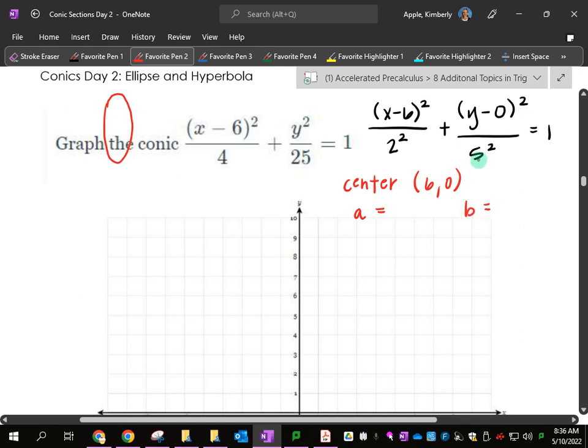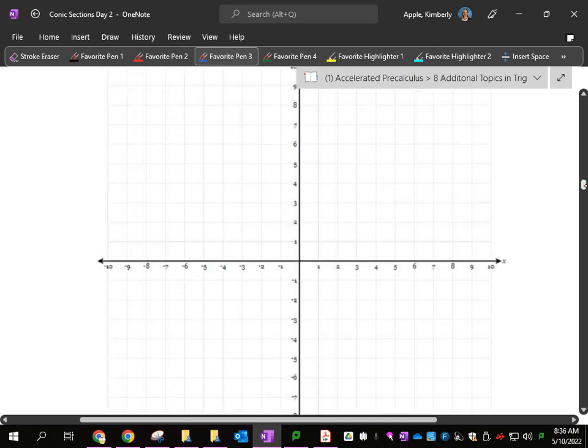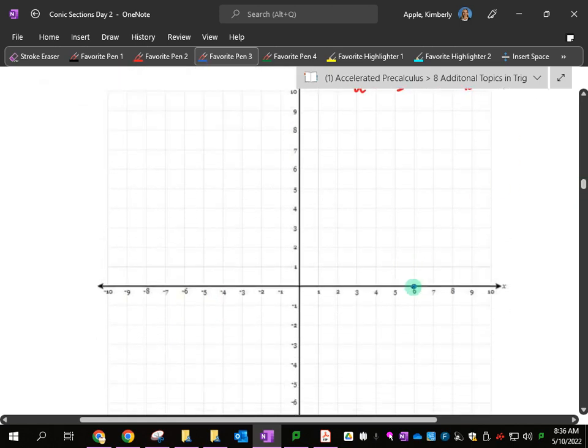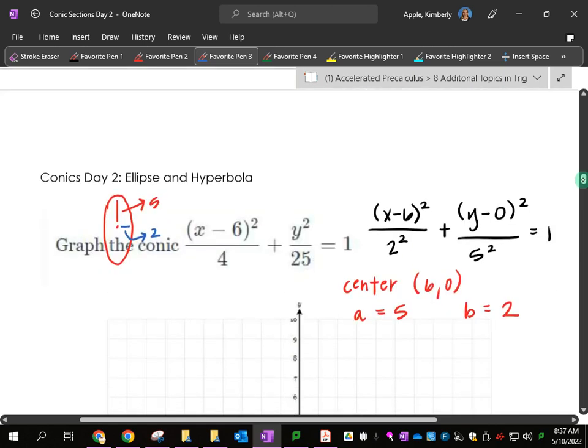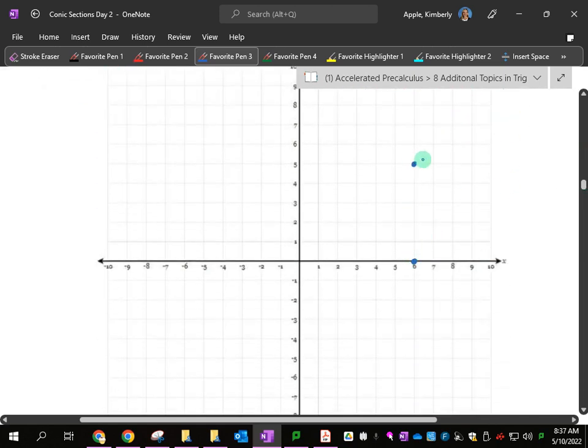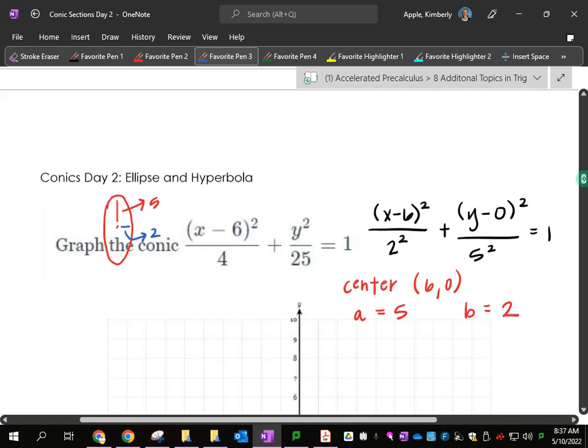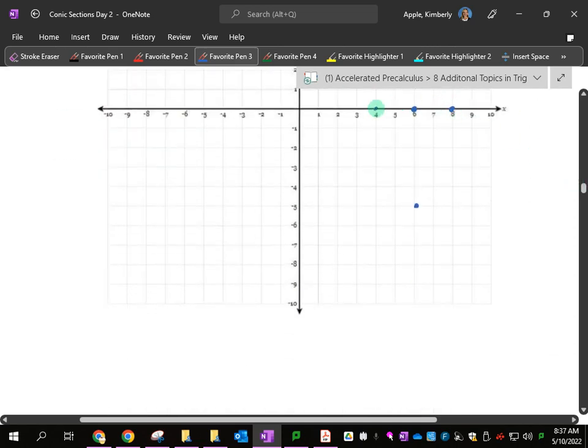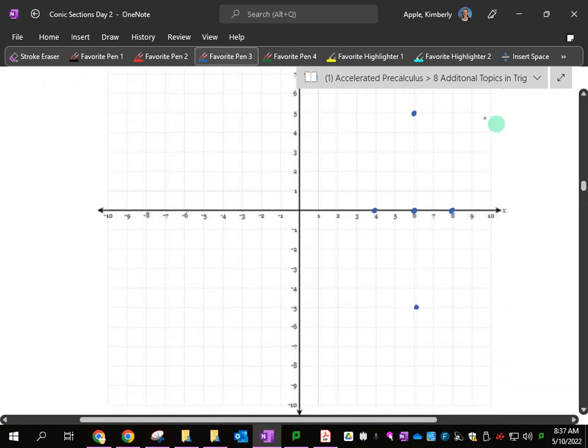What is A? What's A? 5. What's B? All right, so remember, if I'm sketching this out, this is the half of the major axis, so this is going to be 5 units. B is half the length of the minor axis, so this is going to be 2 units. So if you look at what delta is asking you to do, it's asking you to move that center around, which would be at 6, 0. And then that means if A is 5, you're going to go up 5, down 5. You're just going to stretch those vertices to those locations. And then your co-vertices are 2 away on either side. So you should be able to stretch and create the ellipse.